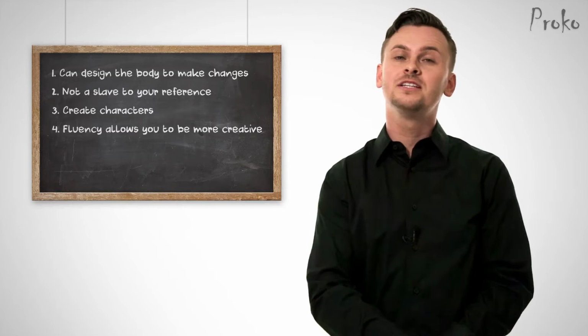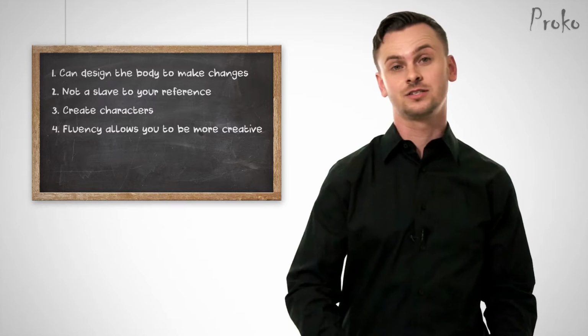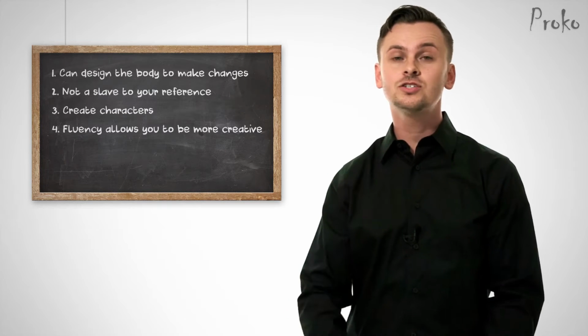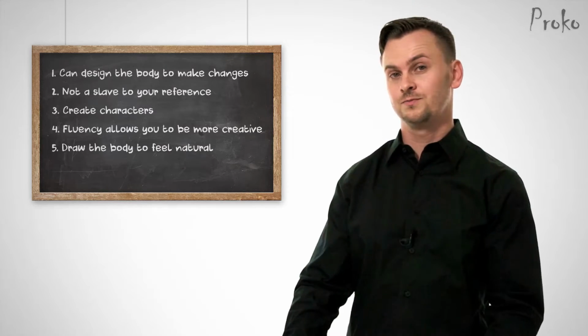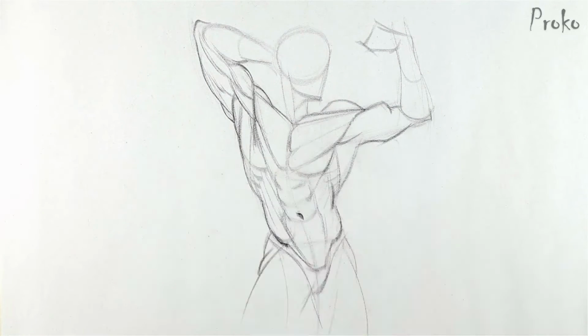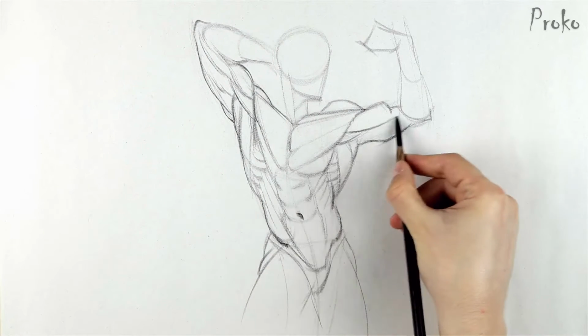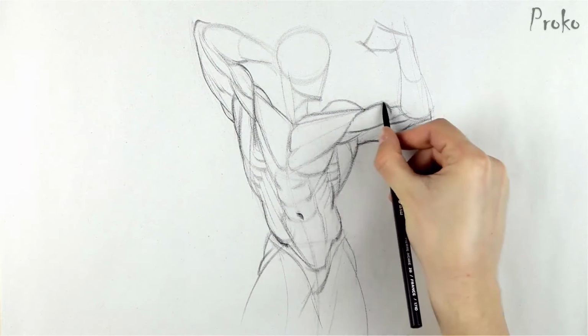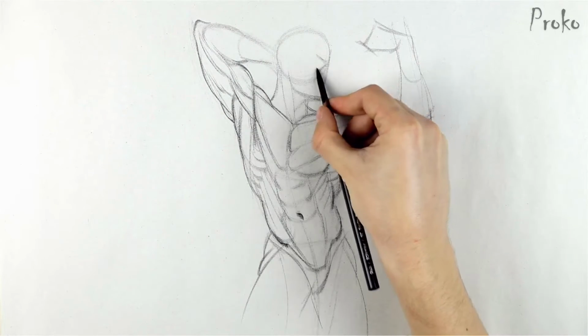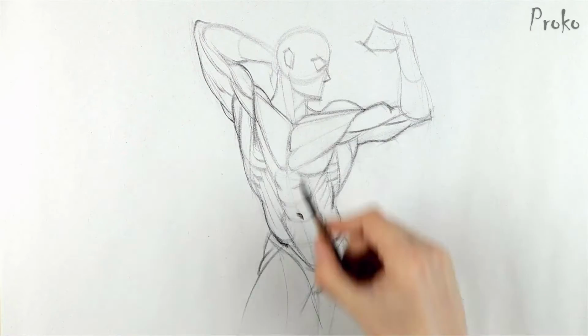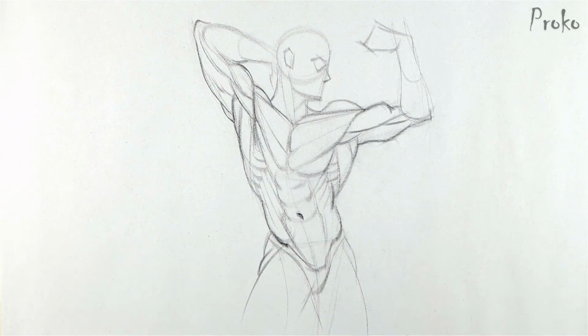But knowledge of anatomy doesn't only give you the ability to change your reference or draw from imagination. It also helps to draw the body to feel natural, to be believable, and to feel alive. You can pick up on the subtleties that an untrained eye would miss. You understand what makes the body look the way it looks, so you know how to draw it to look that way. If you have to rely on copying, you will misinterpret a lot of things, and you might not see a lot of things that are actually important. If you don't know what you're looking for, you probably won't find it.